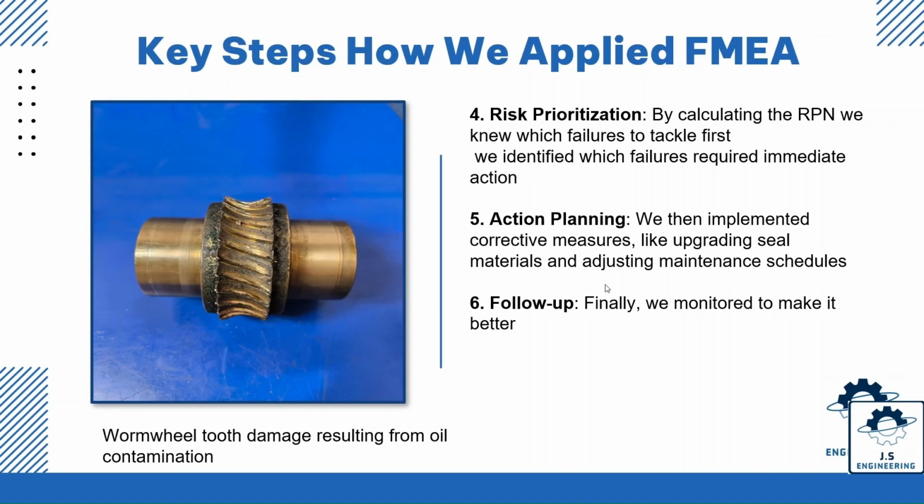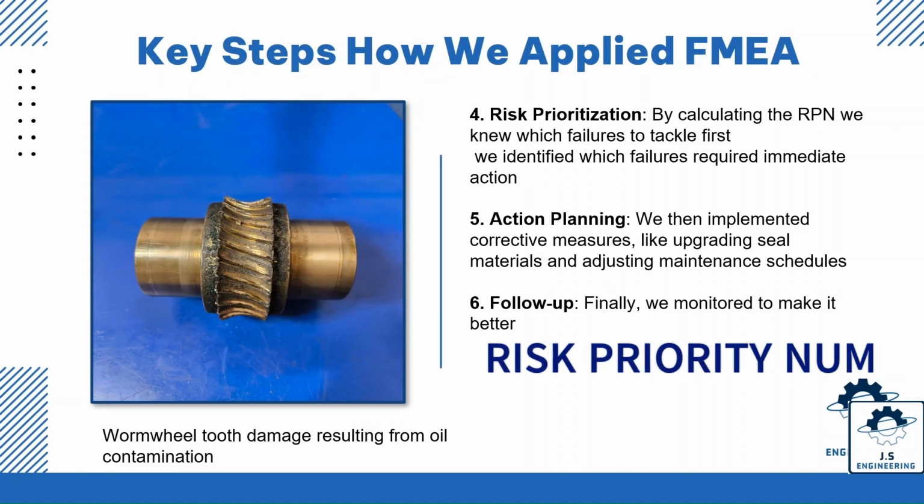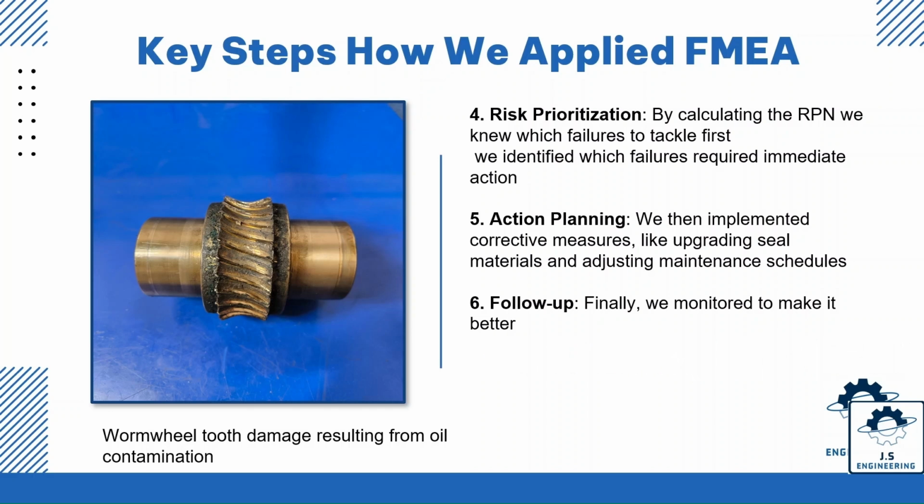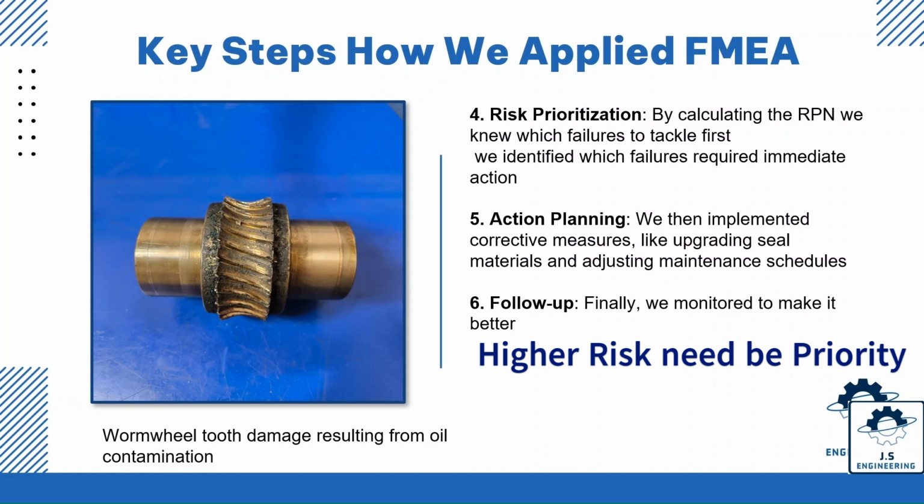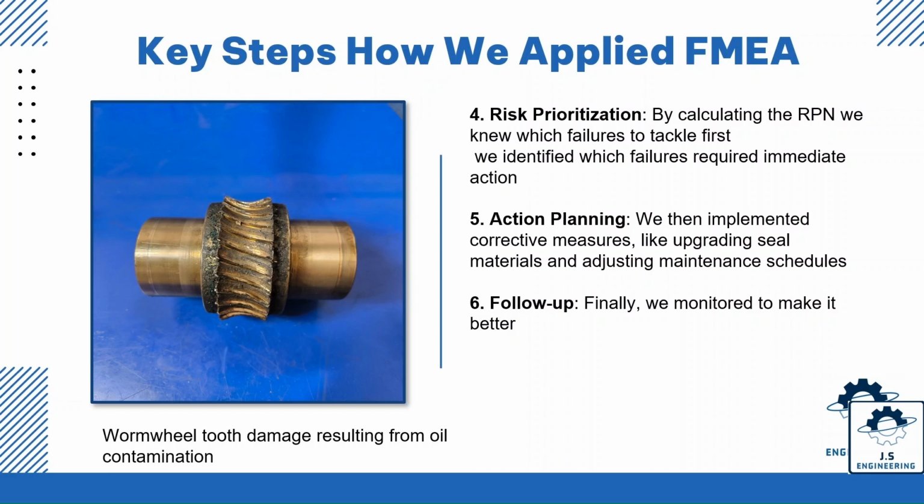Risk prioritization. We calculate a risk priority number, or RPN, which helped us rank failures based on how severe they were, how often they could happen, and how easy they were to detect. Next is action planning. For high priority risks, we took action. For example, we switched to better seal materials and adjusted maintenance schedules.